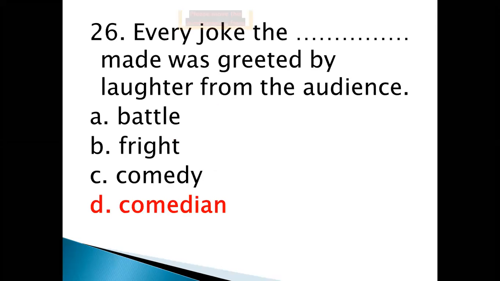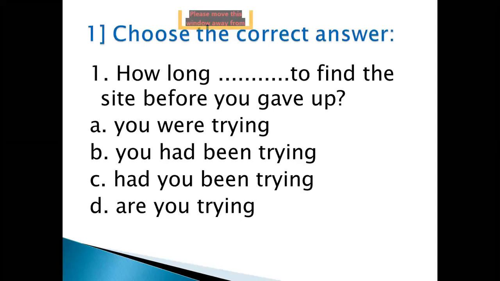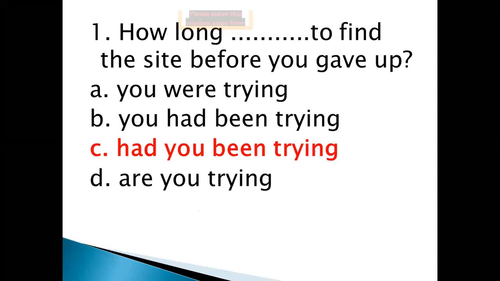Now we can answer some questions in the grammar section. Grammar part 1. Choose the correct answer. On page 30, the grammar. You had been trying. Number 1, C. By the way, this is a question, so if you want to make the question, you have to start with had. Yes, it will be C. Very good. Had you been trying?